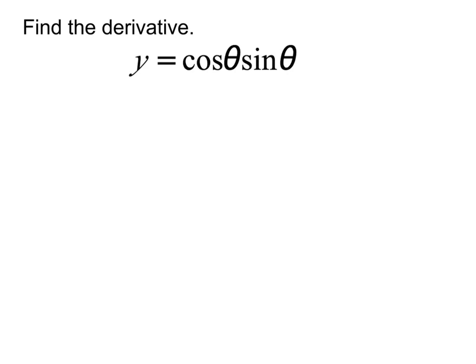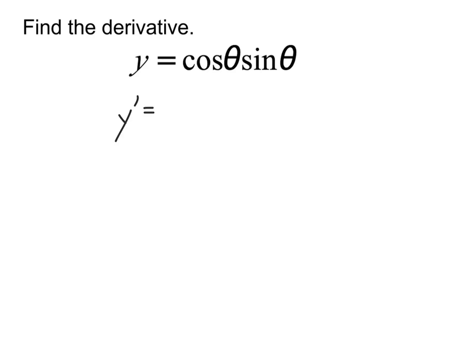So for this problem, the first thing you're having to do is think about what rule to use. We have cosine theta, sine theta. Notice this is cosine theta times sine theta, therefore product rule. So you should be using product rule as you're finding this derivative.